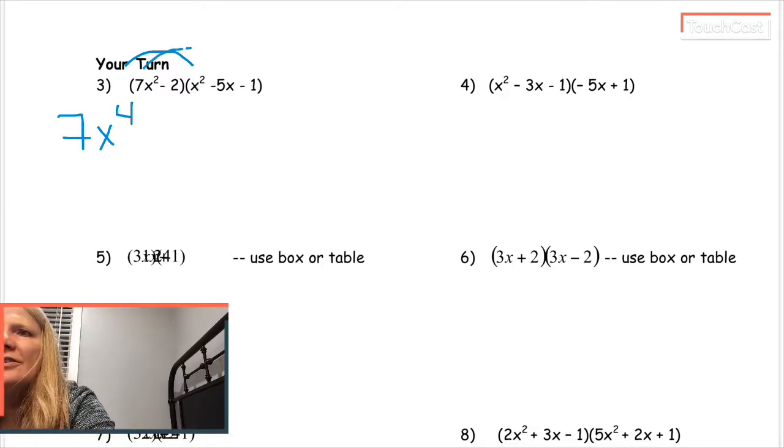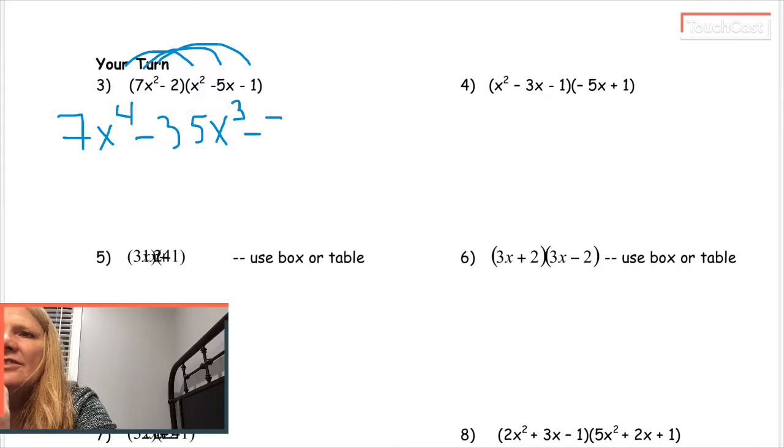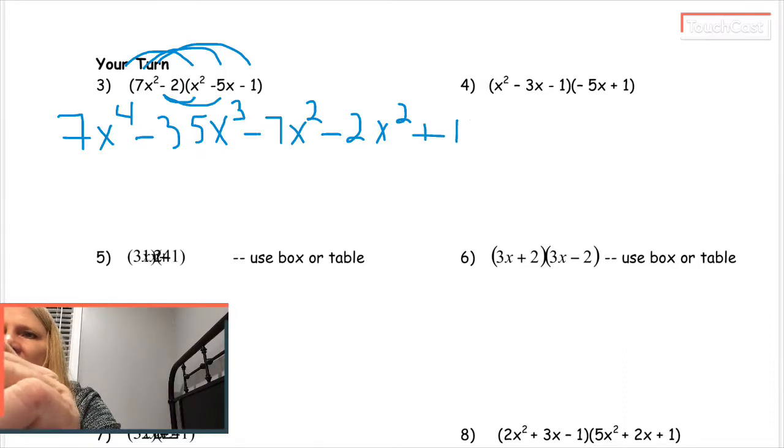And then 7x squared times a negative 5x is going to be a negative 35x to the power of 3. And then 7x squared times a negative 1 is negative 7x squared. Then I'm going to go underneath and I'm going to do my negative 2. So negative 2 times x squared, negative 2x squared. Negative 2 times a negative 5x is a positive 10x. And then negative 2 times negative 1 is going to be a positive 2.